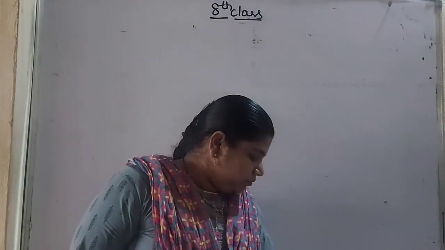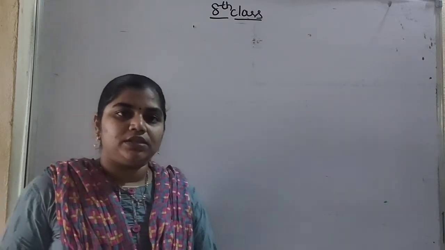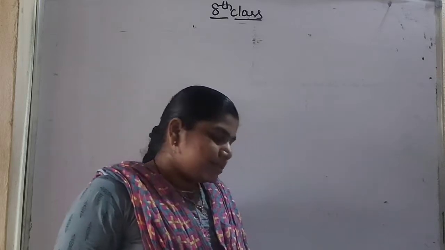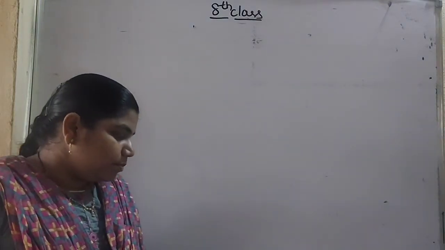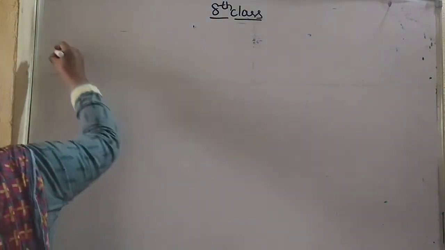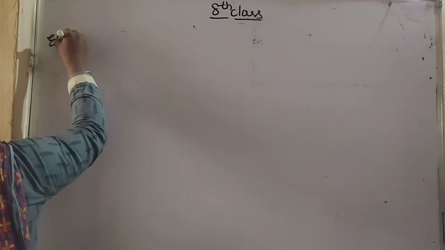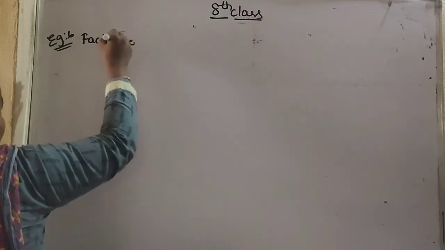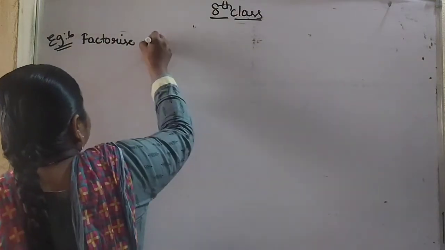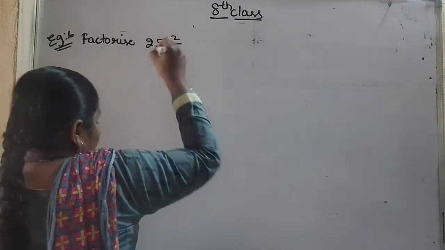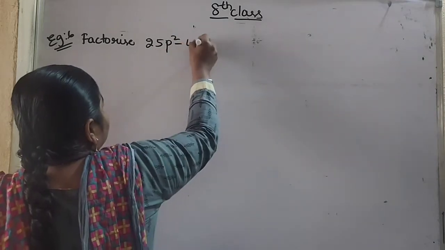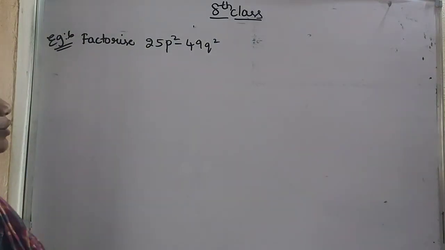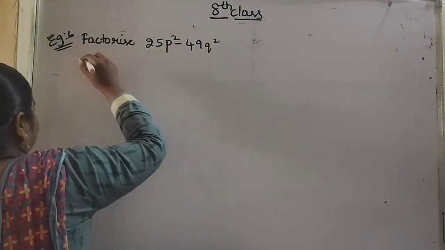So good morning everyone. Today I'm starting example number 6. In the last class we completed up to example number 5. Now example number 6: factorize 25p square minus 49q square. So we have to factorize this.